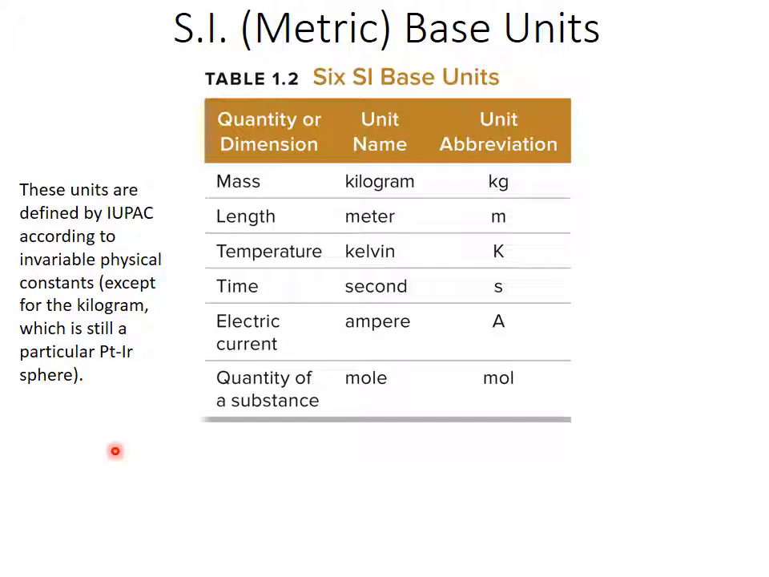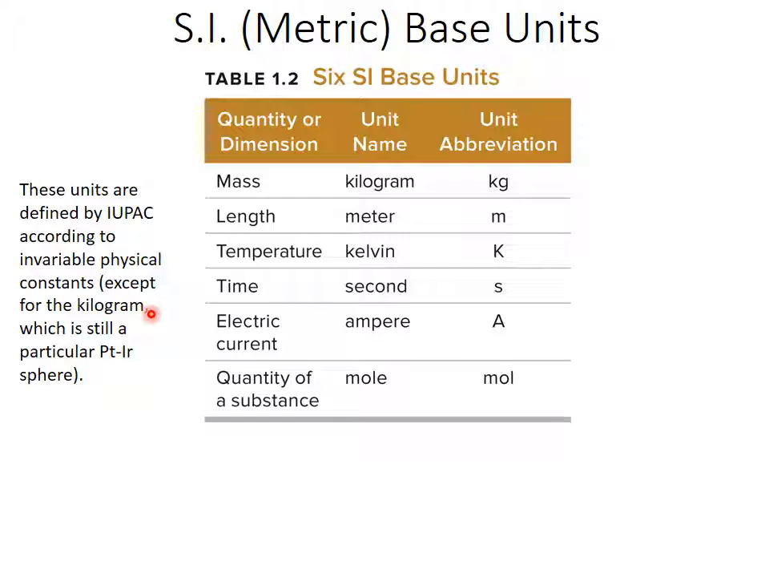These units are defined by IUPAC. IUPAC is the international governing body of chemistry as a profession. Each of these, except for the kilogram, is defined according to invariable physical constants. This is done so that we're not dependent on a particular object being a meter long. We can just link it to something that could be observed anywhere in the universe.